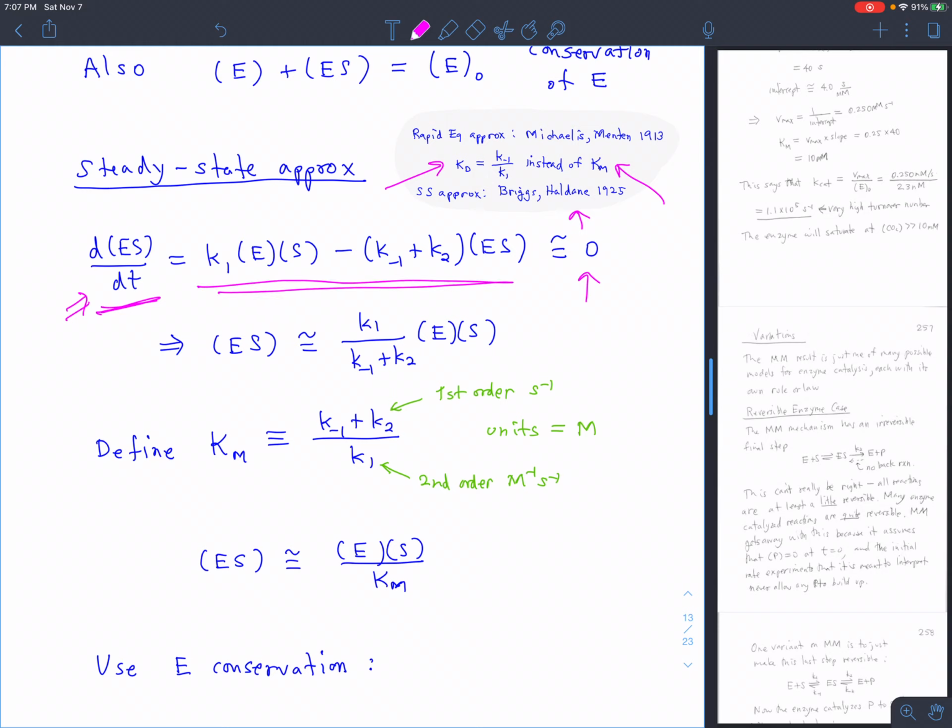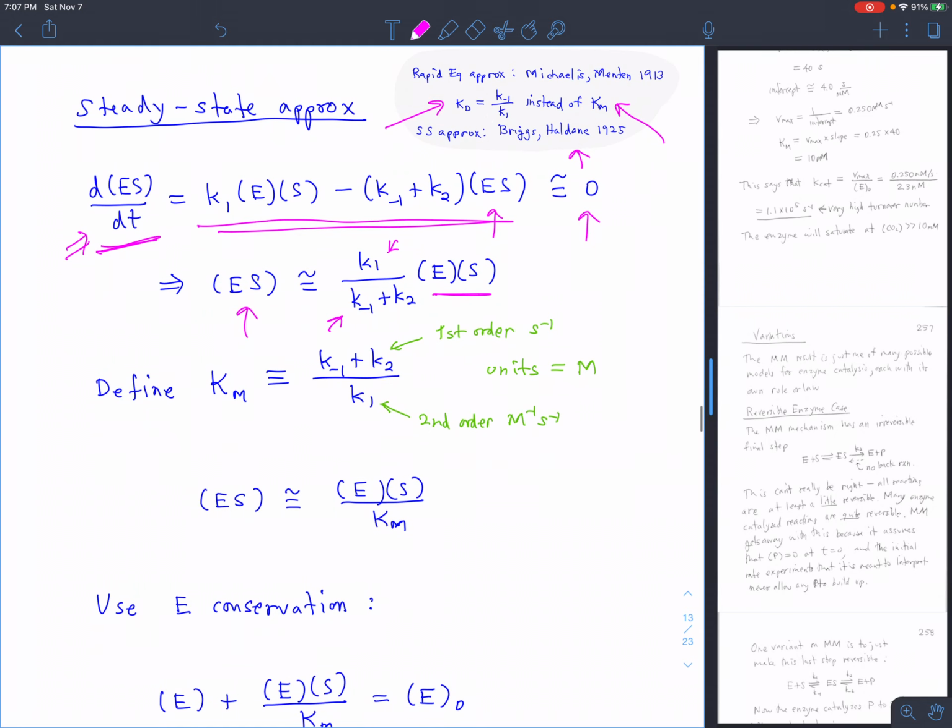Just doing some algebra allows us to solve for the enzyme substrate complex concentration: that's k1 over (k-1 plus k2) times E times S. It is conventional to identify, this is a definition, right? Three bars on the equal sign there. To define the Km or Michaelis constant as 1 over this. It's (k-1 plus k2) divided by k1.